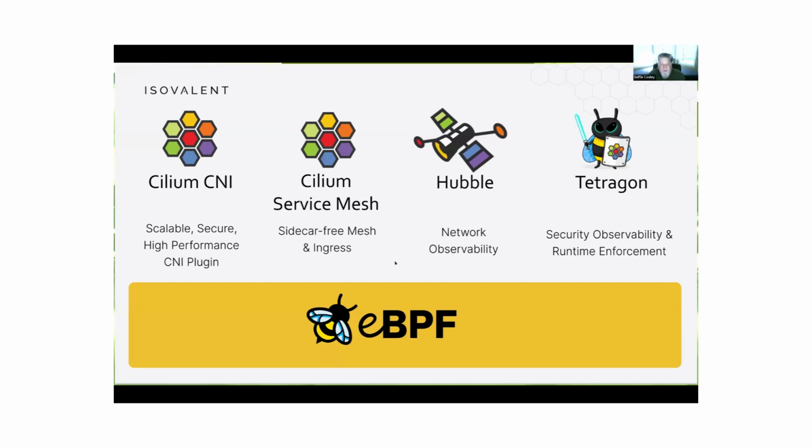At Isovalent we have developed Cilium CNI and Cilium Service Mesh, a functionality that allows us to solve a lot of the use cases for service mesh without sidecars. We've developed Hubble, which takes all of that rich context, all of that rich understanding of what's happening at the kernel layer, whether within the network layer or the application layer, and gives us the ability to observe those things and make use of all of that data. And then Tetragon, as I've described already, is our ability to do things like security observability and runtime enforcement.